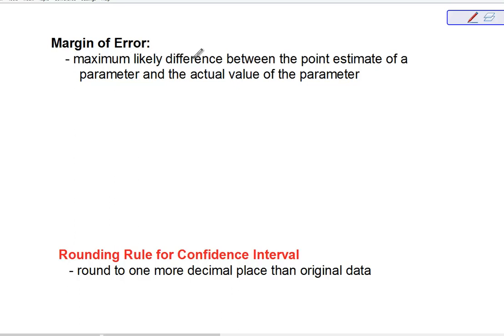But let's look at something else, which is considered the margin of error. This is the maximum likely difference between the point estimate of a parameter and the actual value of the parameter. This is just what is the difference? How much do we add or subtract on? The margin of error is considered E. E is our z alpha divided by 2 times the standard deviation divided by the square root of n.